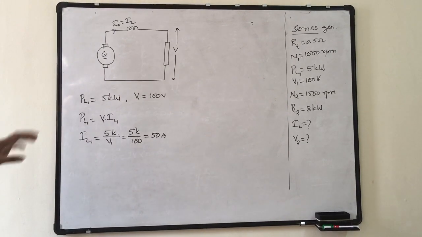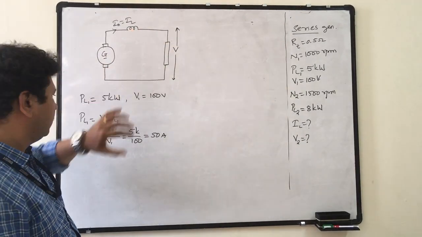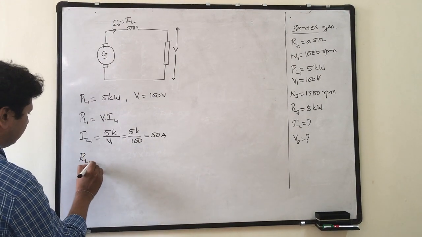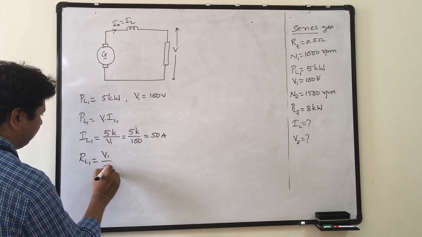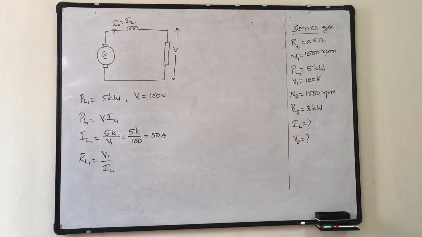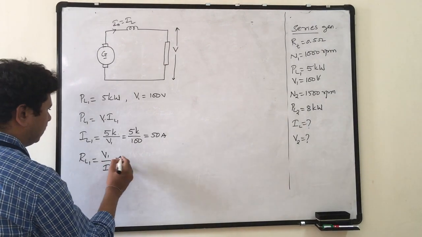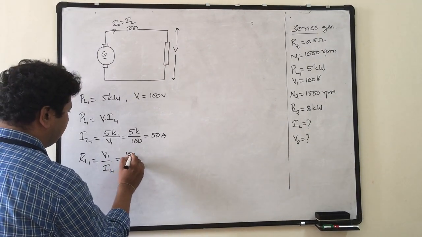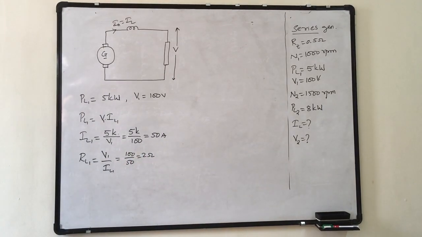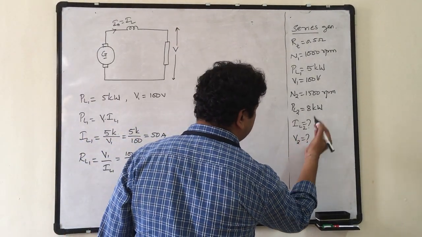Now I know what is the voltage across load. I know current through load. I can get the resistance of the load. So RL1 is equals to V1 by IL1. I can do it from power also: V1 square by RL1 is nothing but PL1. Both are true. So it is 100 divided by 50 is 2 ohms. The load resistance is of 2 ohms. You take it as IL2 here, new load.